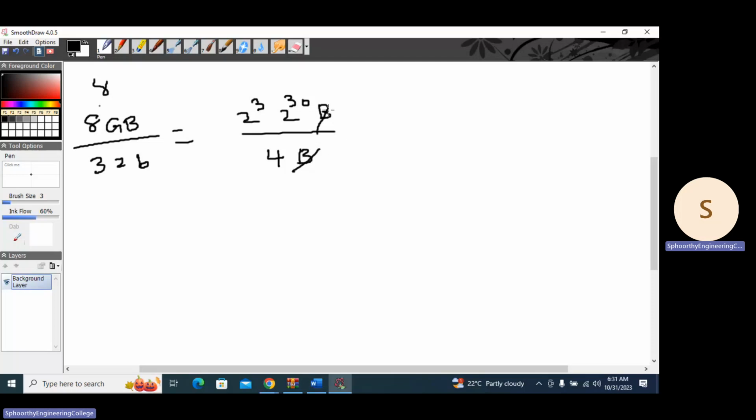Now this B and B got cancelled. This is 2 power 33, because bases are equal, so powers are added, and this 4 can be written as 2 power 2. 2 power 33 divided by 2 power 2 gives 2 power 31. So 2 power 31 pieces you will get when this 8 GB RAM is divided into pieces such that each piece is 32 bit.